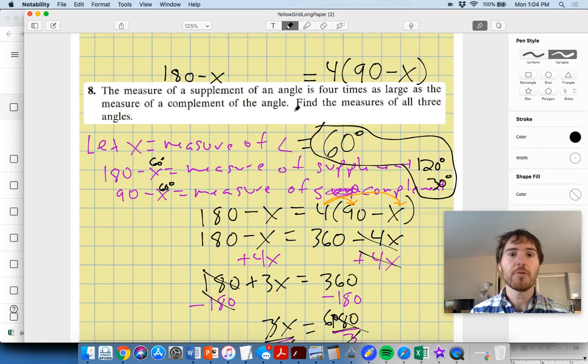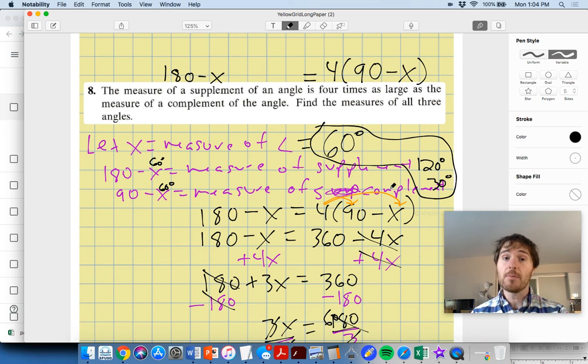So we found the measures of all three angles, and then you can quickly check in your minds: the measure of the supplement of the angle is 4 times as large as the measure of the complement of the angle, and that would check out too. 30 times 4 equals 120. So sounds like we answered the question, right? I don't see any issues here. It seems pretty airtight to us here.